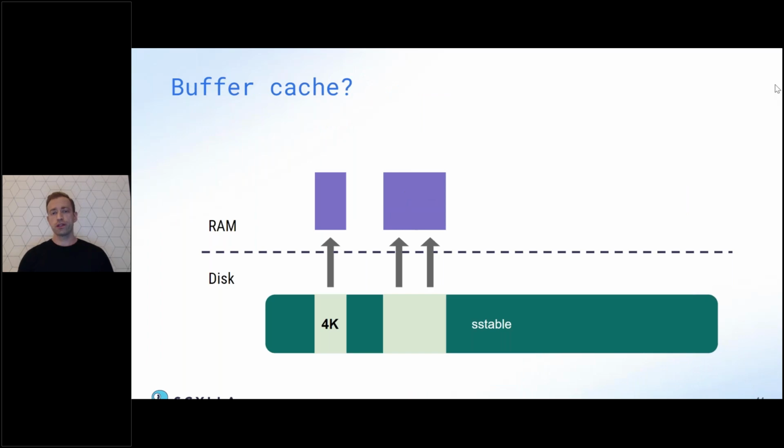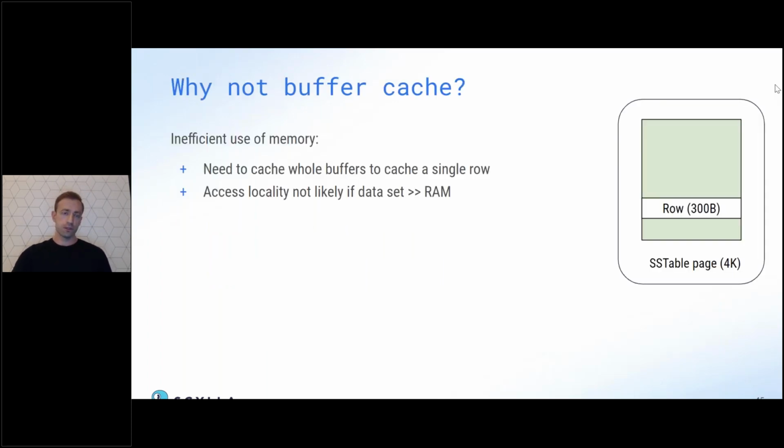So a traditional way to implement that would be to use a buffer cache, which is basically about caching buffers which we read from those SS table files in memory. Those buffers are 4 kilobytes in size typically, and that's what you would get, for example, if you use the Linux page cache. But there are some problems with this approach, and we don't use it.